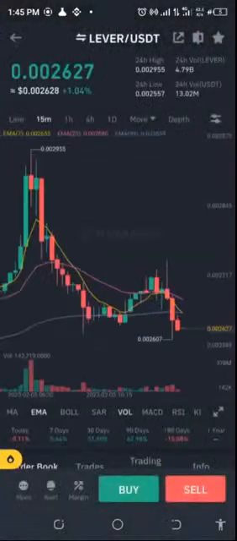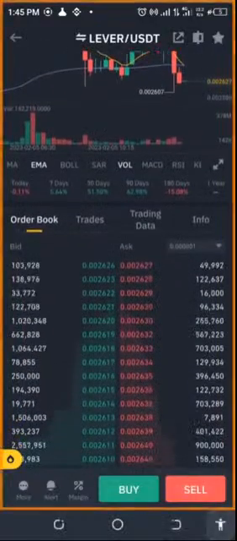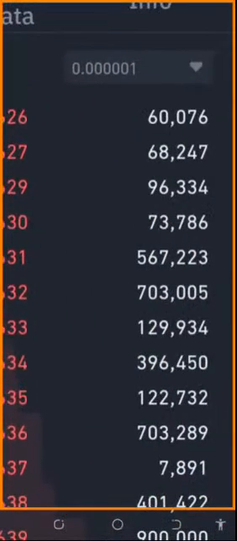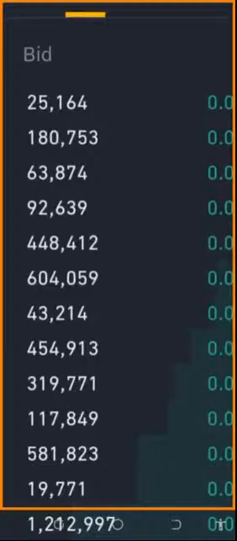Now if you look at this, you will see that there's quite a lot of velocity going on here. You can see that it's moving. People are buying. People are selling. It's happening, but not too much on the sell side. On the buy side, there's a whole lot going on, as you can see.